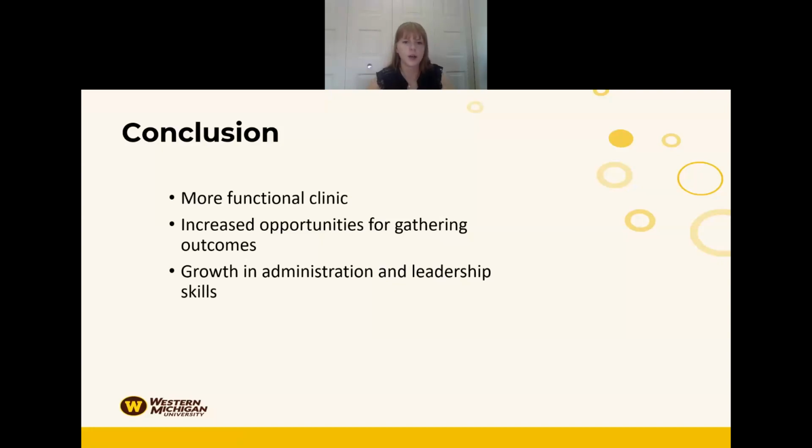I was also able to increase opportunities for gathering outcomes. I did this by providing them documents and questionnaires to provide patients at progress time, as well as at discharge, and through the use of the goal attainment scaling or the GAS. I was also able to gain growth in administration and leadership skills overall as I oversaw and learned more about what Peggy does in her day-to-day operations.